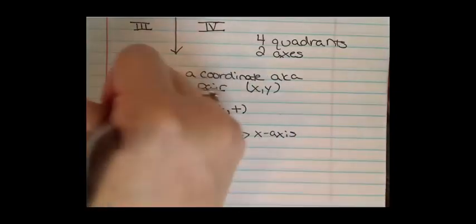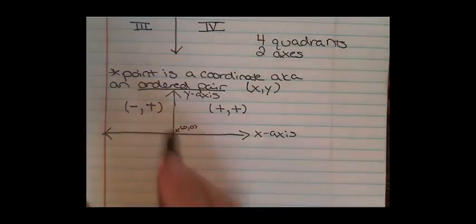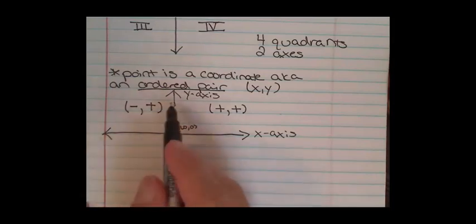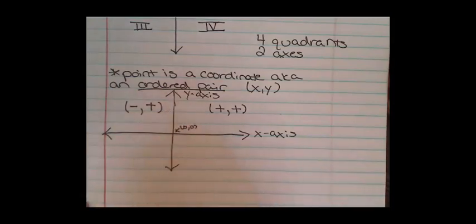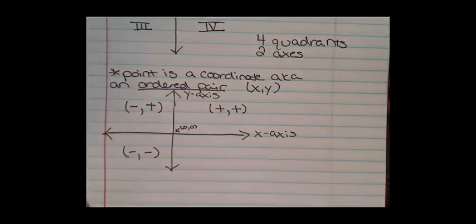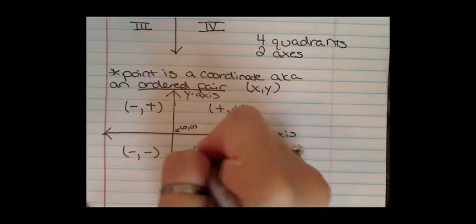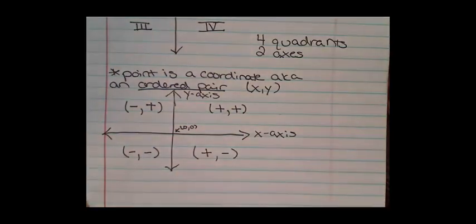If we're in the second quadrant, we're going to have negative x's and positive y's, because we're to the left of the 0, but we're still up on our y's. If we're in the third quadrant, both our x's and our y's will be negative. If we're in our fourth quadrant, we'll have positive x's but negative y's. So that hopefully should help with some of that.